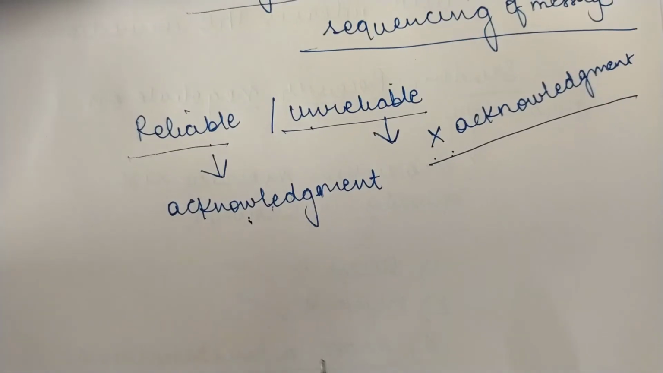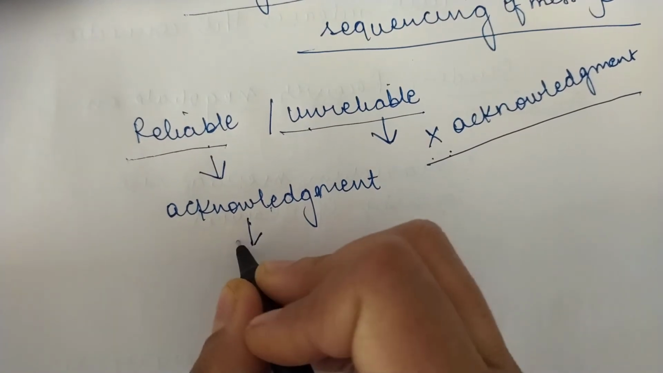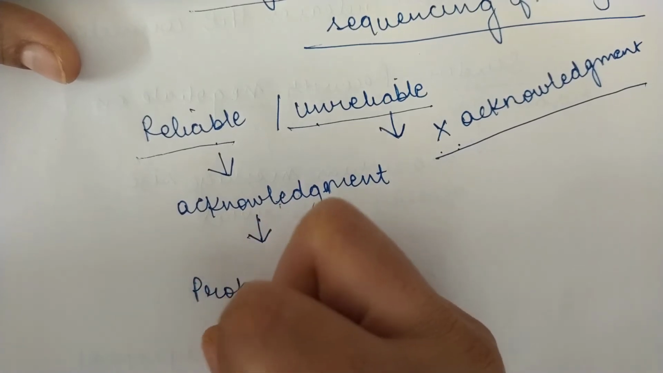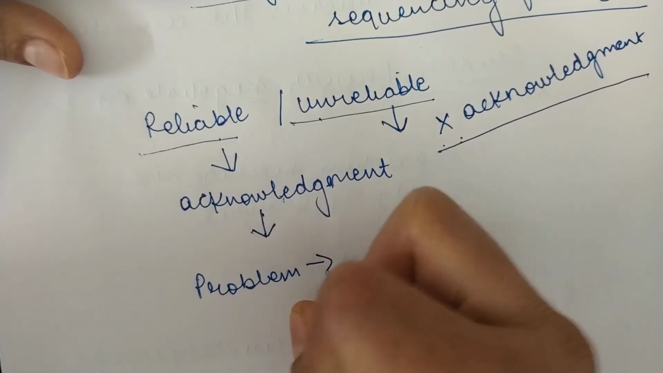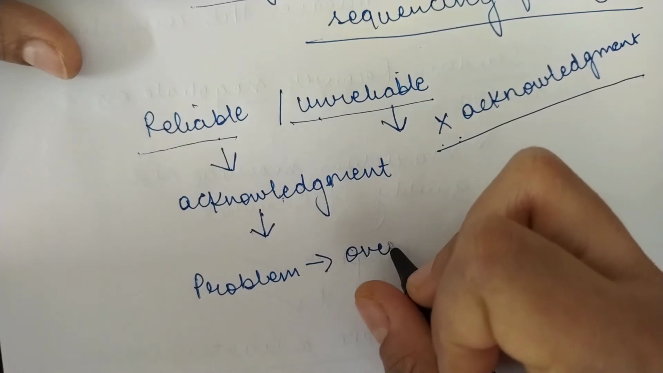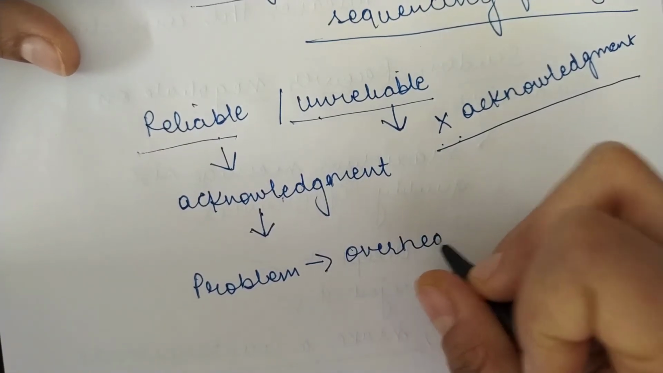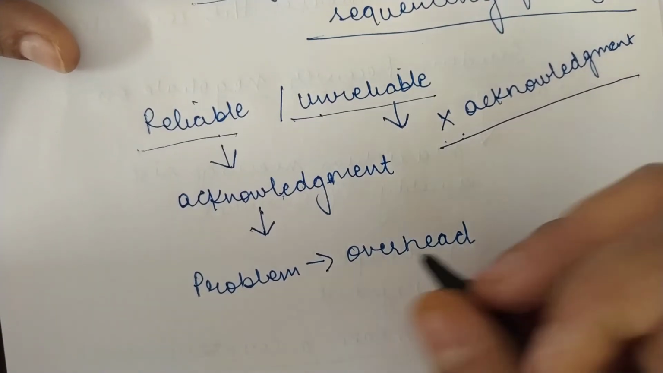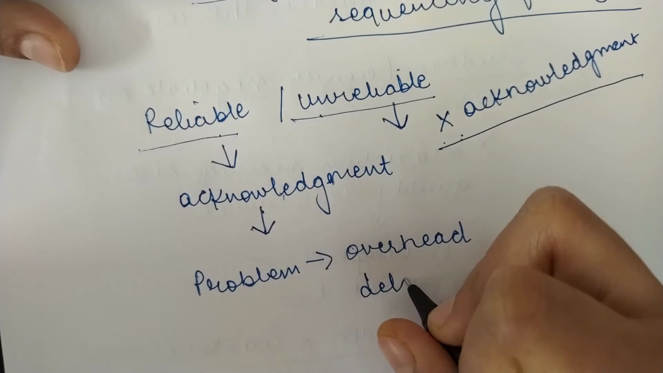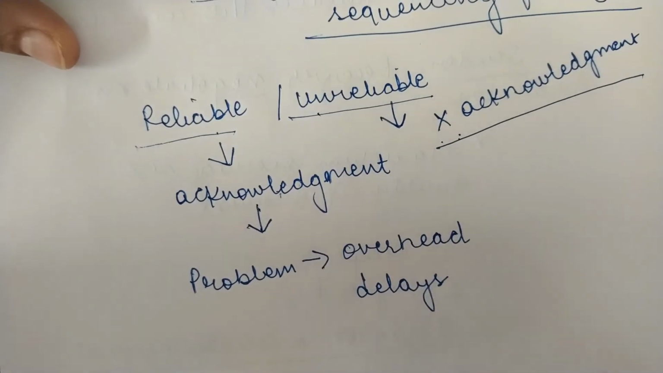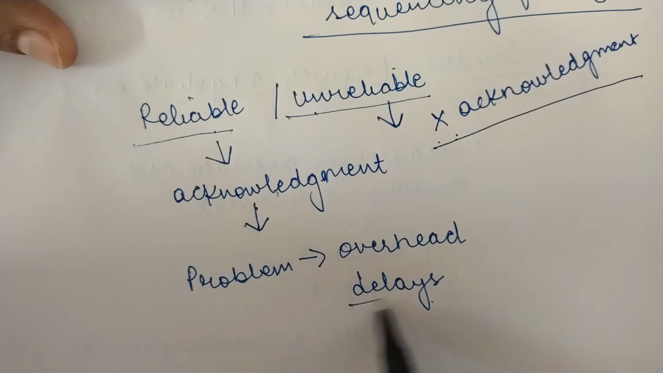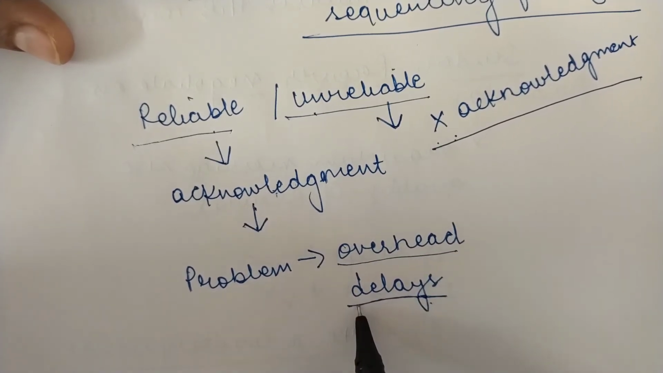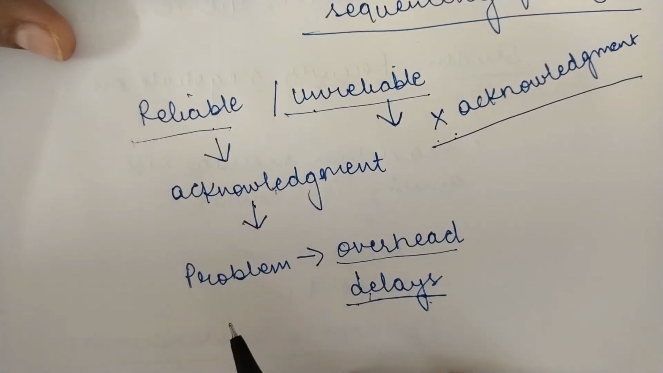Now the problem with the acknowledgement process is that, okay, it is a reliable service, but it introduces an overhead. Obviously there is an additional overhead of sending an acknowledgement back. And there are delays also, because first you receive a message, then you wait until you get an acknowledgement, and then you can send the next message. So obviously there are delays also in this kind of service, though it is reliable.